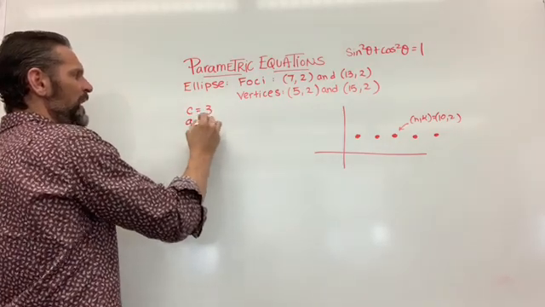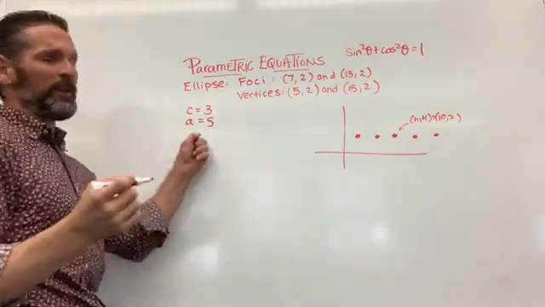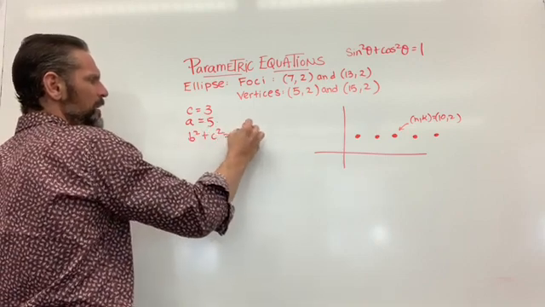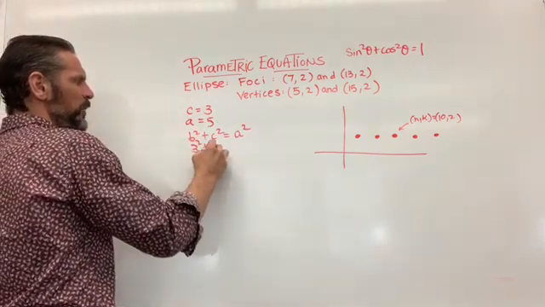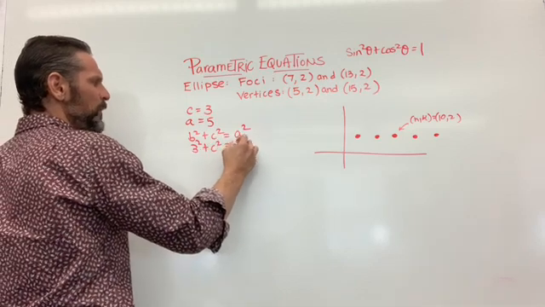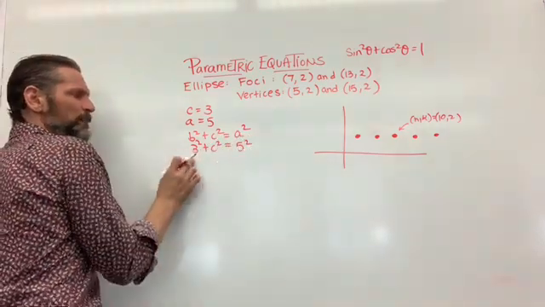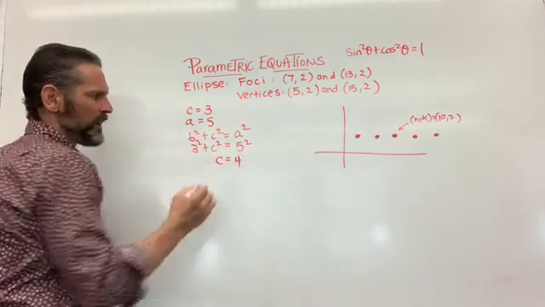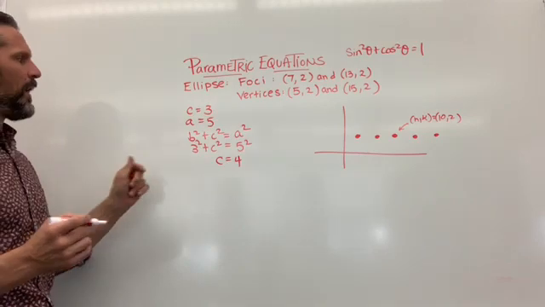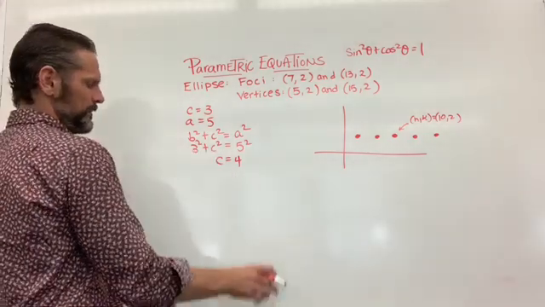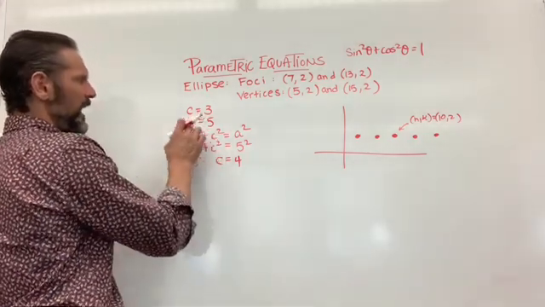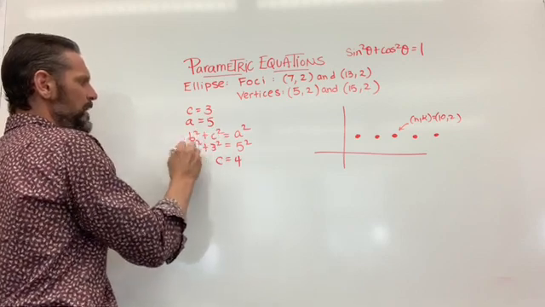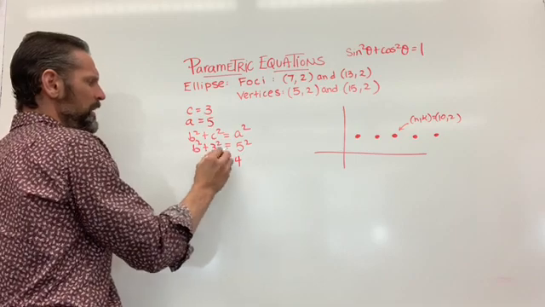a is 5. I know that a for an ellipse is the biggest, so b squared plus c squared equals a squared becomes 3 squared plus b squared equals 5 squared. 25 minus 9 is 16. The square root of 16 is 4, or just think of that as a 3, 4, 5. I'm sorry, I was solving for b. My bad. I know a and c. I know c is 3, and I didn't know b. And so now I've got b is 4.